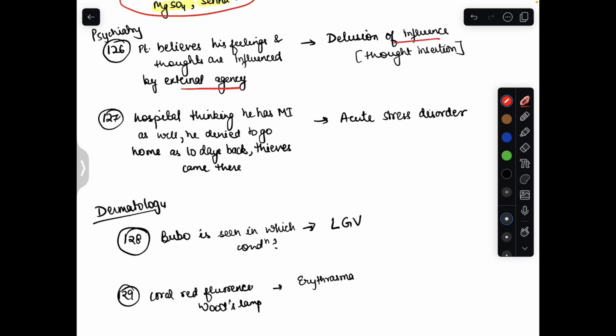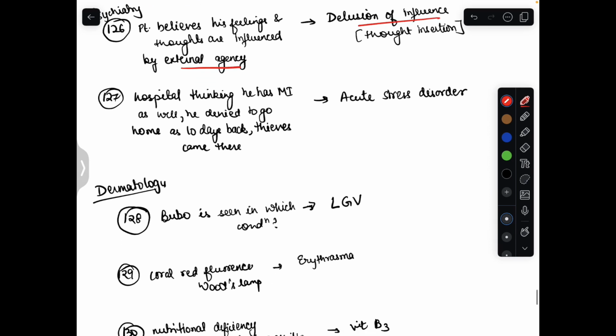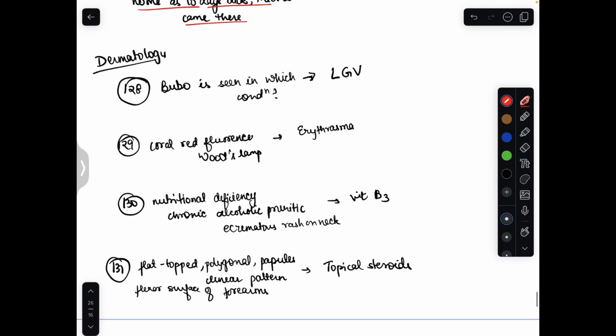Now for the 126th question, a psychiatric patient believes his feelings and thoughts are influenced by an external agency. For this, the answer is delusion of influence. Okay. For the 127th question, in hospital thinking he has MI as well. He denied going home as 10 days back thieves came there. So for this, the correct answer is acute stress disorder because the patient is highly stressed. Now for dermatology questions, bubo is seen in which condition?